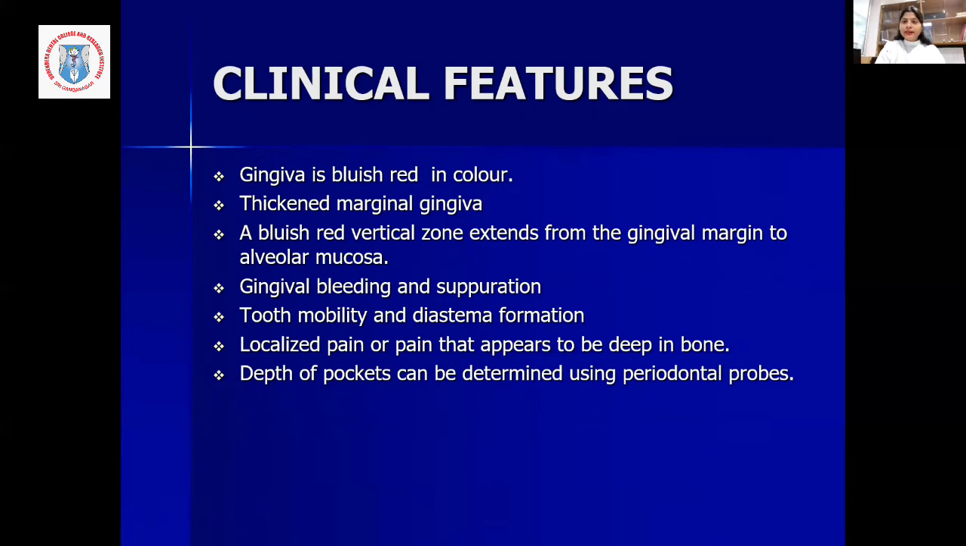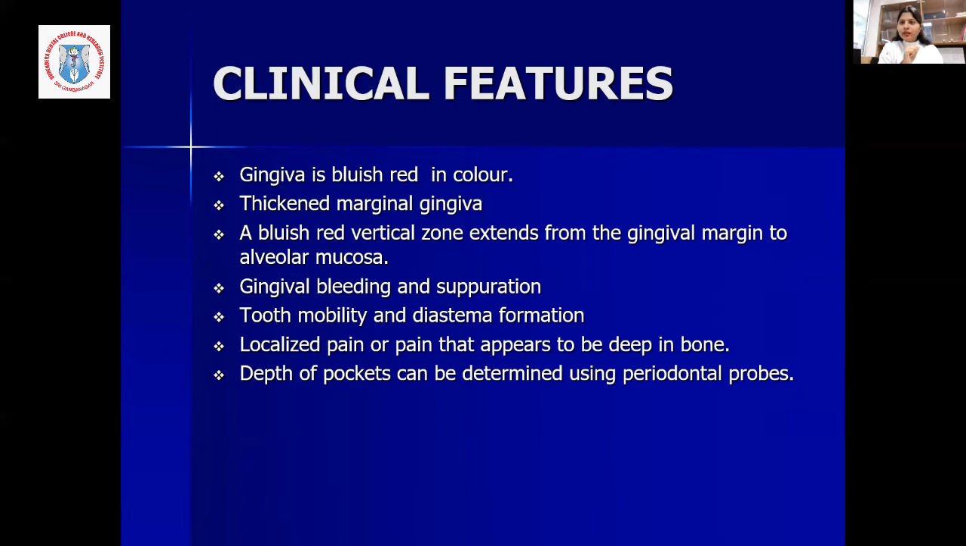How will we identify a periodontal pocket, or what are the clinical features of the gingiva which will show that there is a periodontal pocket present? We can detect the periodontal pocket using the periodontal probe, and clinically we will see that the gingiva is bluish red in color. The margins of the gingiva will be thick. You will see a bluish red vertical zone from the gingival margin to the alveolar mucosa.